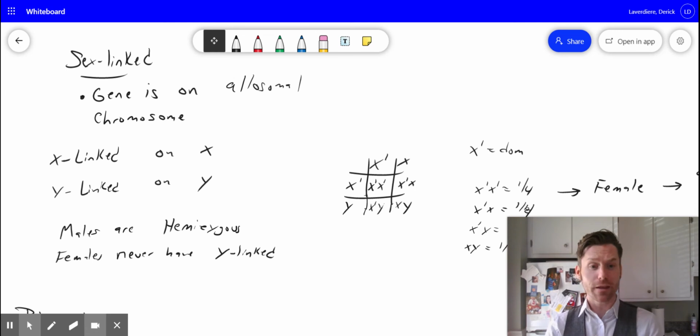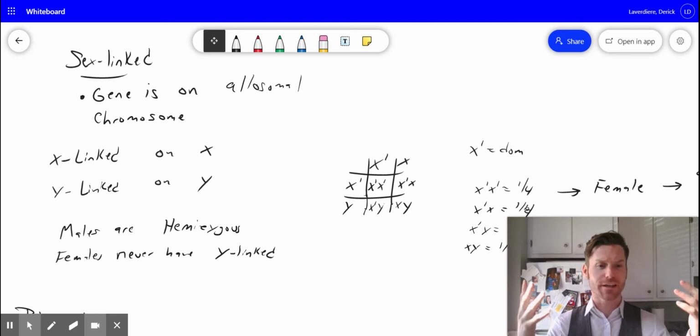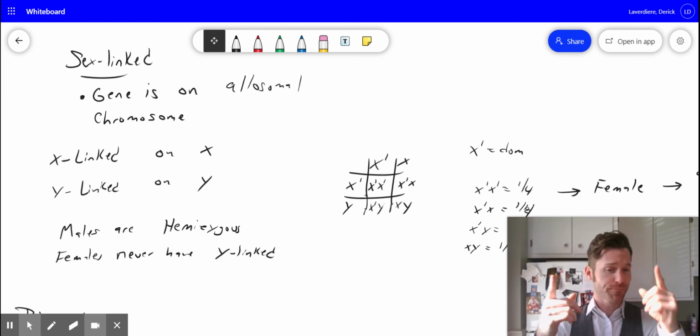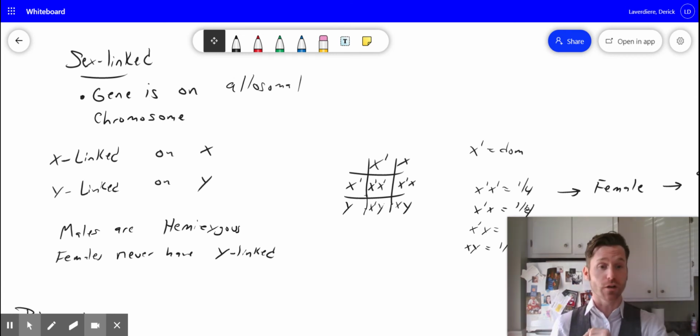Okay? Now, males are always hemizygous for any sex-linked trait. Hemi means half, right? Like a hemisphere. So they have hemizygosity for any sex-linked trait because they have one Y and one X. Right? So if it's X-linked, they got one copy. If it's Y-linked, they got one copy.